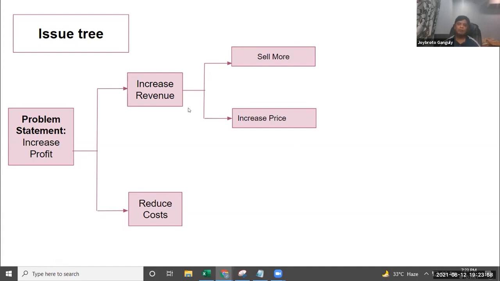Together, this is all about making it mutually exclusive while collectively exhaustive. Revenue and cost put together is all you need to know about increasing profit. There is no third thing. If there is a third thing here, then this tree is not complete.